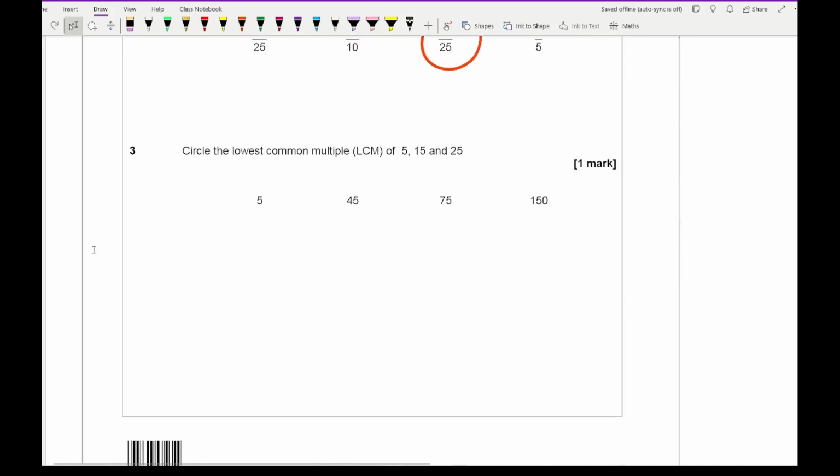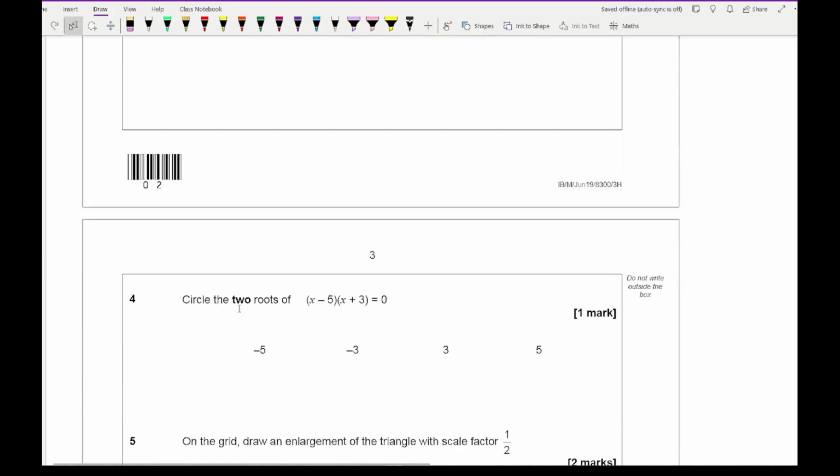For question 3, it says circle the lowest common multiple of 5, 15 and 25. So we want the lowest number that appears in the 5 times table and the 15 times table and the 25 times table. Because it's only worth 1 mark and it's multiple choice, you don't have to show any working out, but the correct answer is going to be 75.